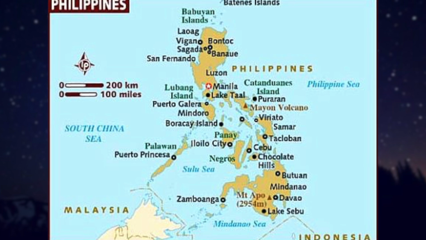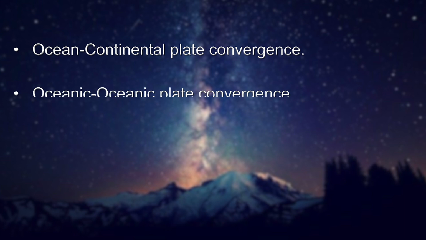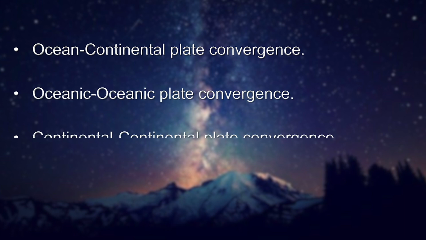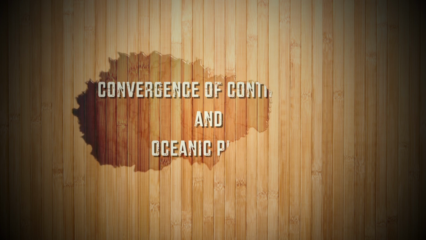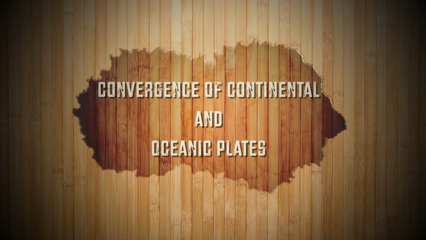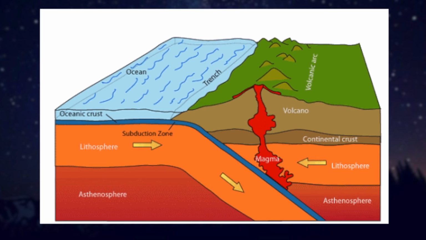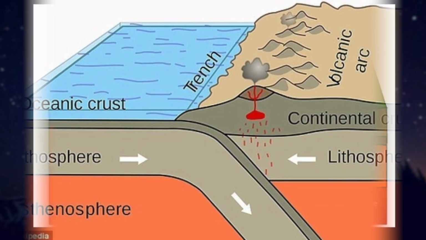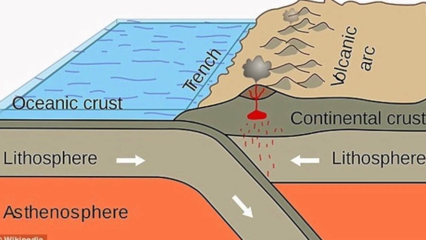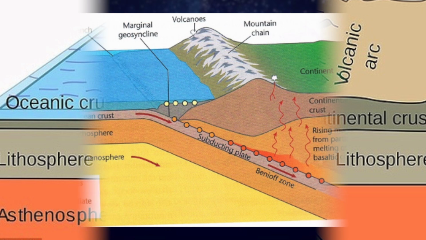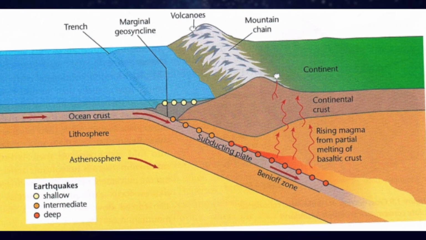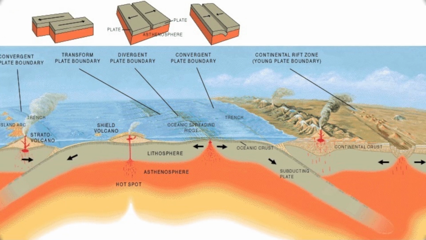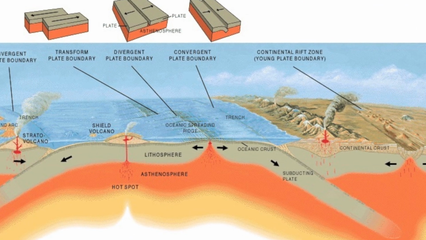West Asia, Philippines coast, etc. There are three types of plate convergence: oceanic-continental plate convergence, oceanic plate convergence, and third, continental plate convergence. When one continental and another oceanic plate collide, the oceanic plate, being denser, goes below the continental plate. Collision of oceanic and continental plate is marked by earthquakes and the formation of trenches in the ocean.